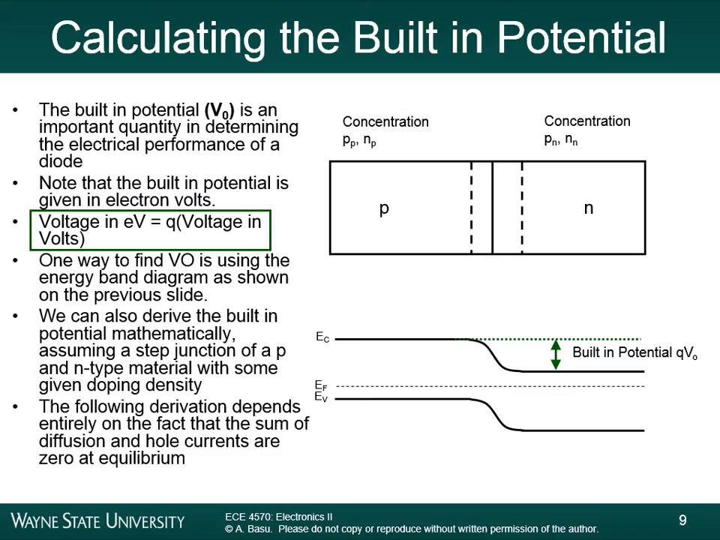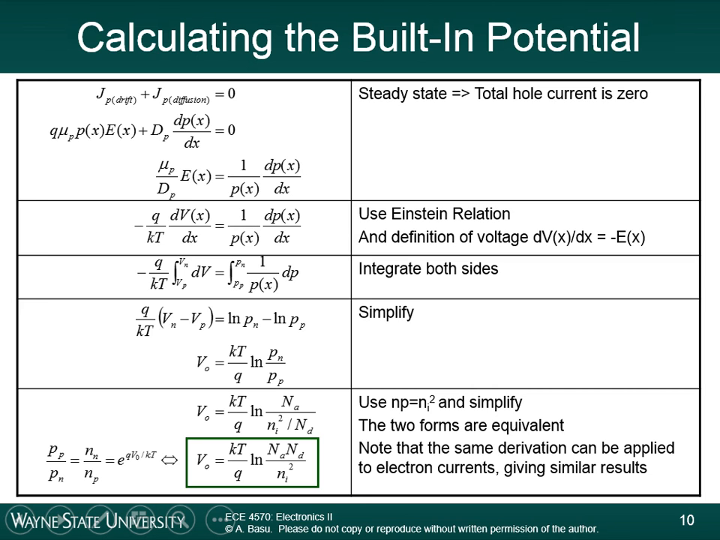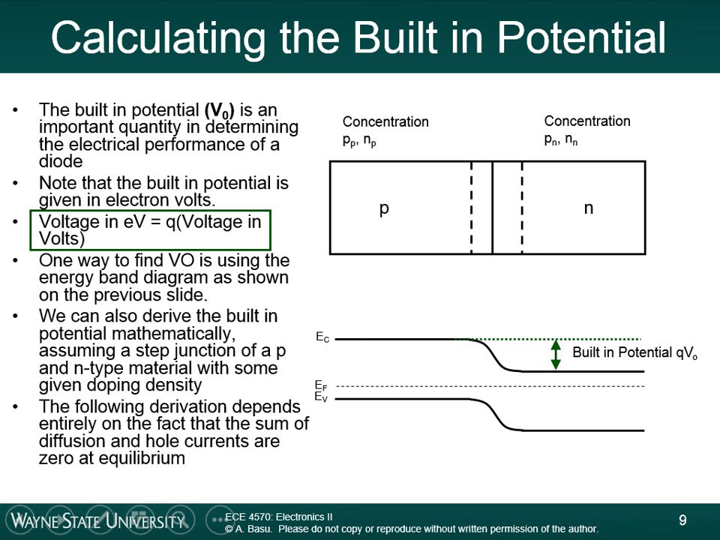So, calculating the built-in potential. There are two ways to calculate the built-in potential. One is through a formula, and the other one is through just the energy band diagram. I want you to be able to do both. The built-in potential is an important quantity in determining the electrical performance of a diode. The built-in potential, again, is the potential required to run current through the diode.